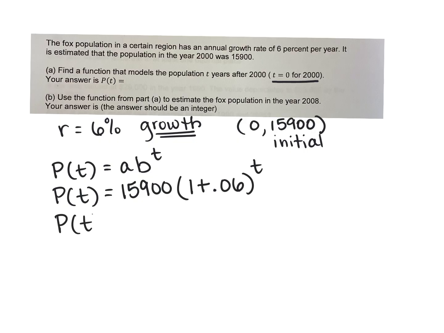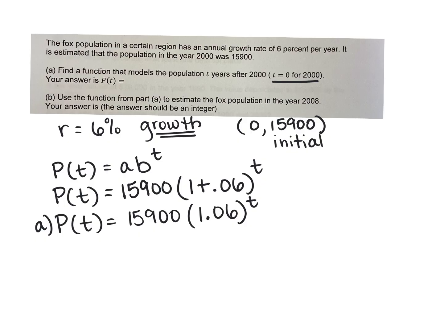So P of t is equal to 15,900. Your base is 1.06 to the t power. And again, we're checking to make sure that we are in fact growing. So our base b is 1.06, which is bigger than 1. So this would be your A answer.